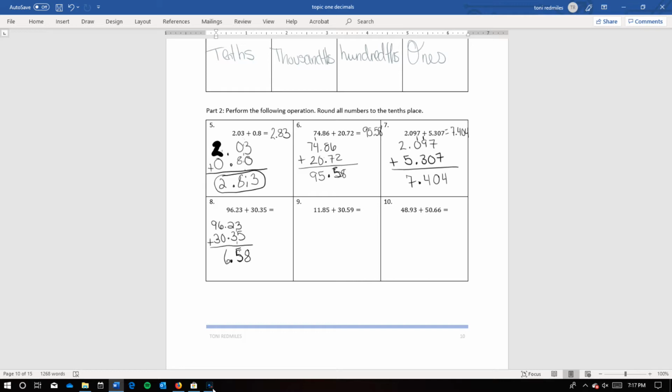But look what's going to happen. 9 plus 3 is actually going to give me a 12, so carry it. There's nothing else in that column, so it just drops down. So I actually get 126.58 in this one.